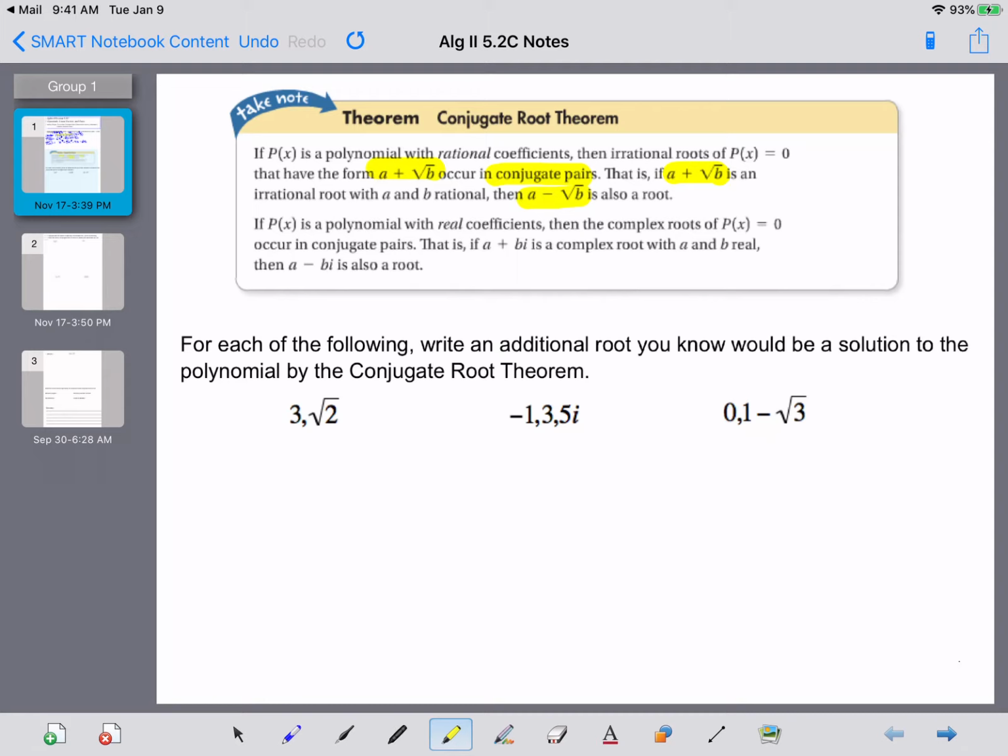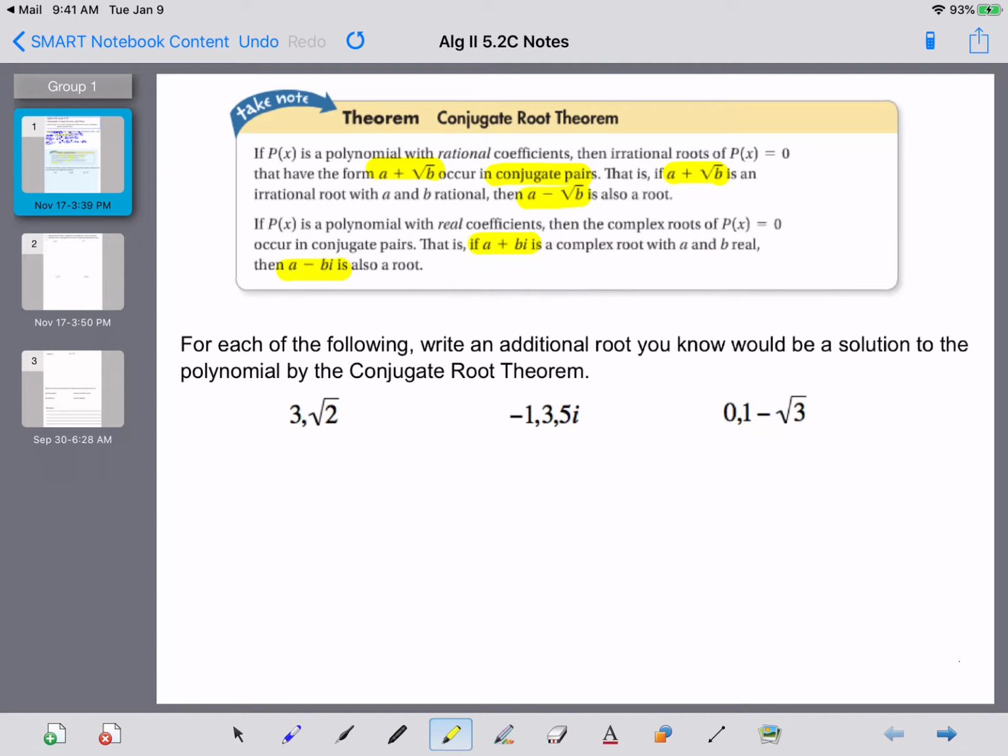This is also true with our complex roots. If p of x is a polynomial with real coefficients, then complex roots of p of x equaling 0 occur in conjugate pairs. So if a plus bi is one of our zeros or roots, then a minus bi is also going to be one of our zeros or roots.